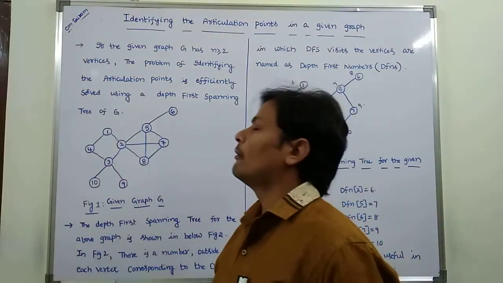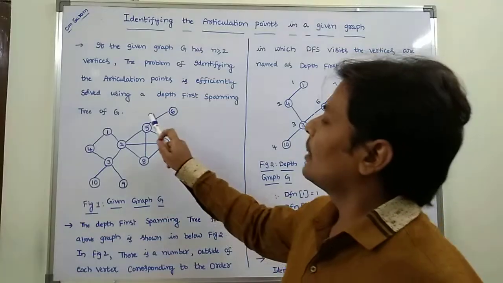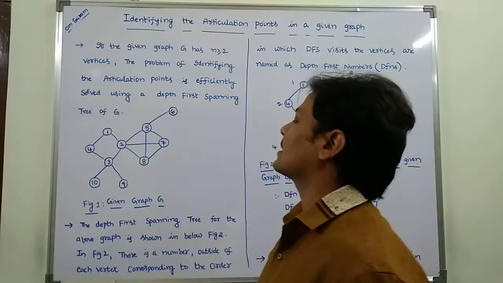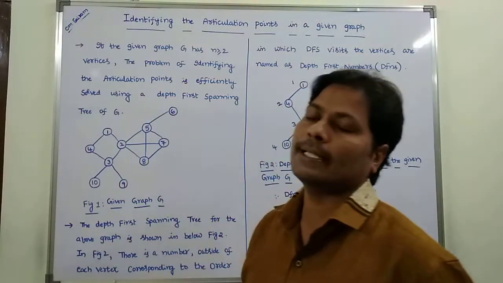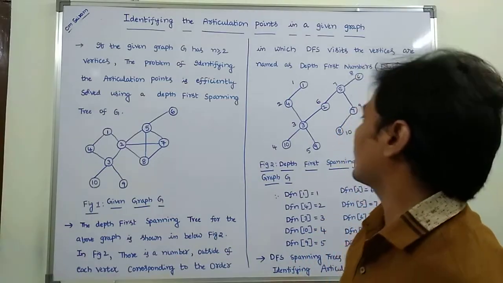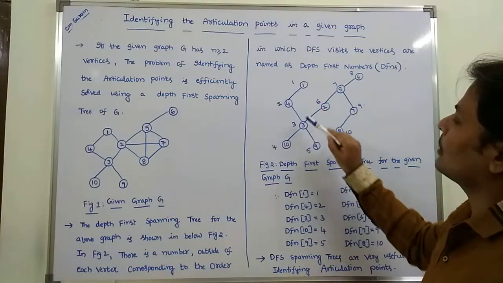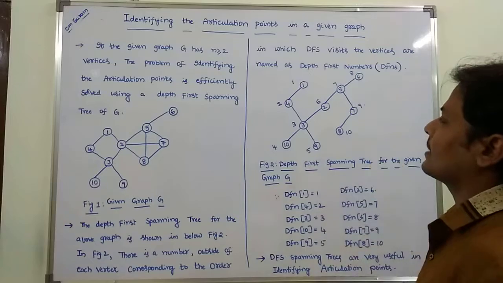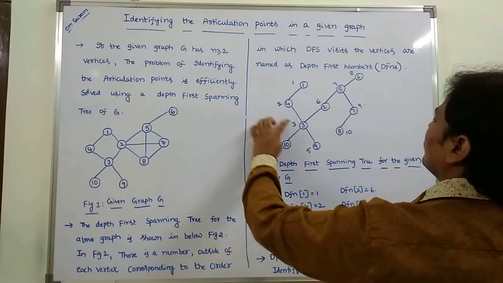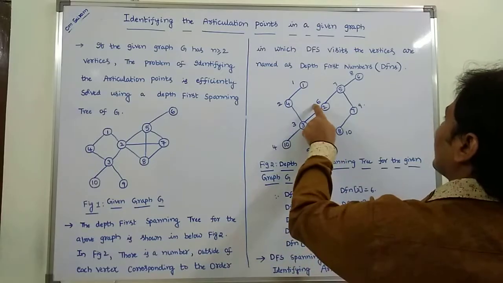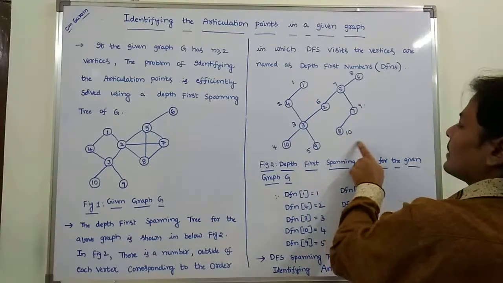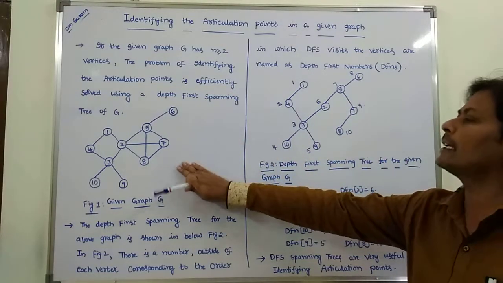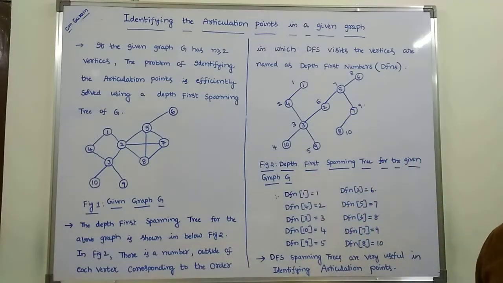vertex 5 is 7, vertex 6 is 8, vertex 7 is 9, and vertex 8 is 10. So the order is 1, 4, 3, 10, 9, 2, 5, 6, 7, 8, with DFN numbers 1, 2, 3, 4, 5, 6, 7, 8, 9, 10. This is the depth first spanning tree for the given graph shown in figure 2.